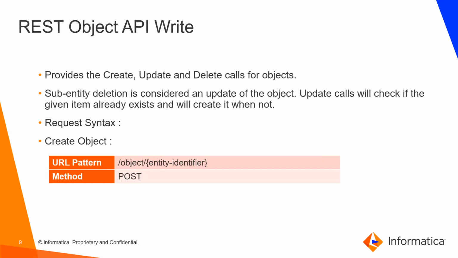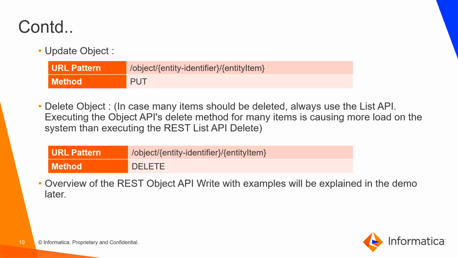Now let's move on to REST Object API Write. This API offers create, update, and delete actions for objects. When deleting sub-entities, it's treated as an object update. Update calls verify if the item exists. If not, they create it. Request syntax for creating an object includes post method, and the URL pattern is /object/entity identifier. And for update object, it's put method, and the URL pattern is /object/entity identifier/entity item.